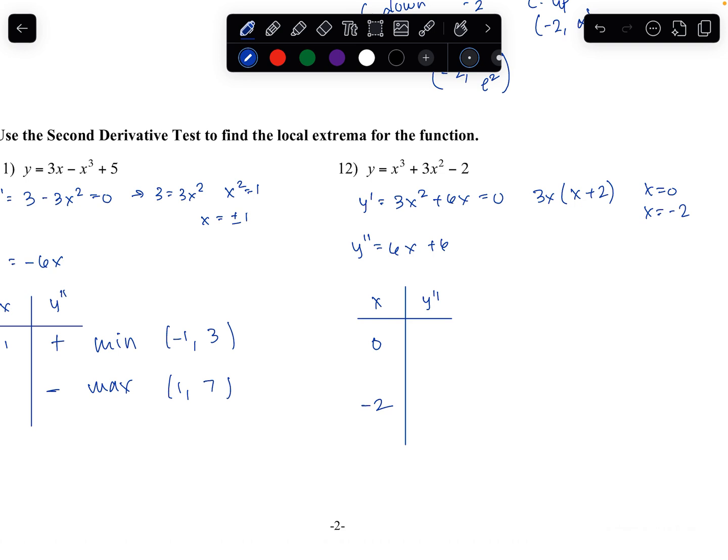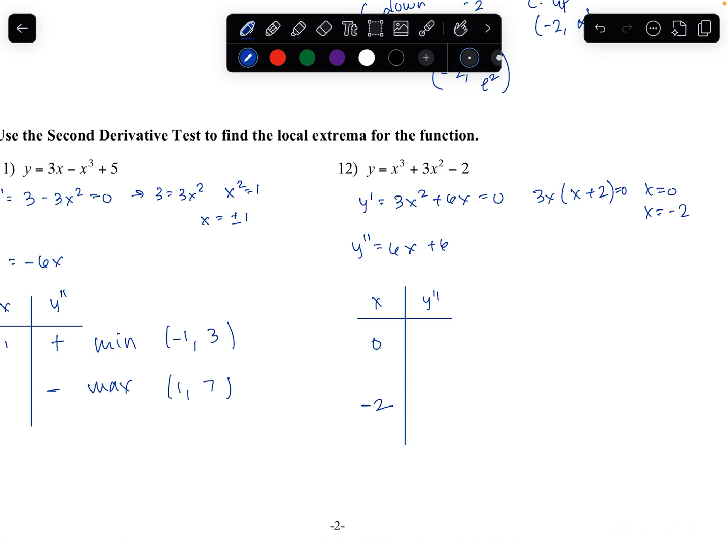3x squared plus 6x. Set that equal to 0. Factor out a 3x. That's going to become x. X equals 0. X equals negative 2. Take the second derivative. 6x plus 6.